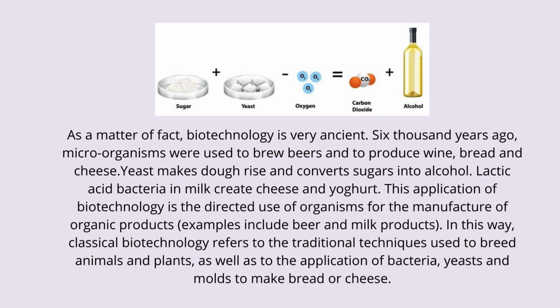This application of biotechnology is the directed use of organisms for the manufacture of organic products. Examples include beer and milk products. In this way, classical biotechnology refers to the traditional techniques used to breed animals and plants, as well as to the application of bacteria, yeasts, and molds to make bread or cheese.